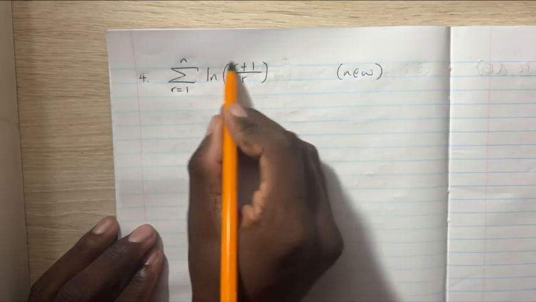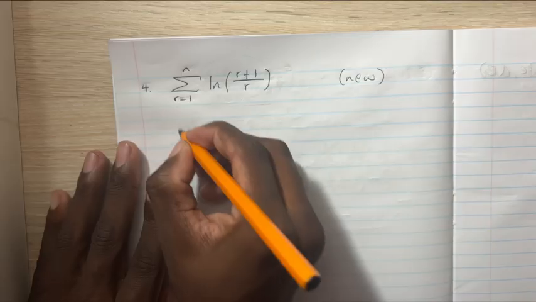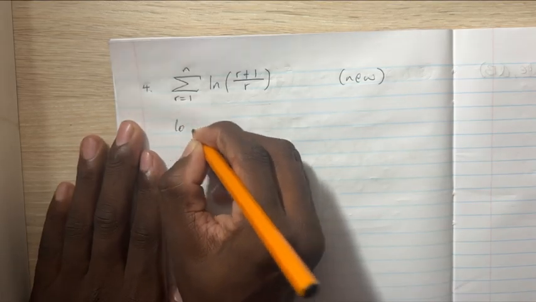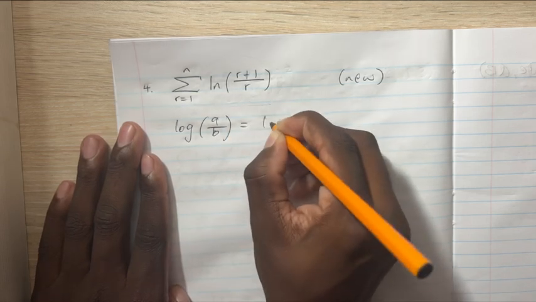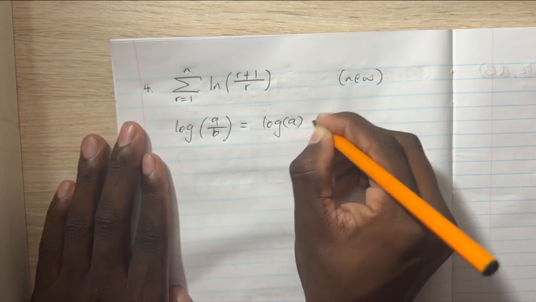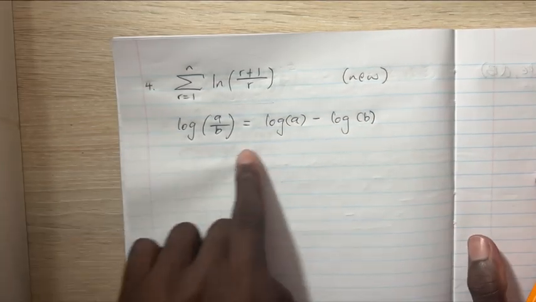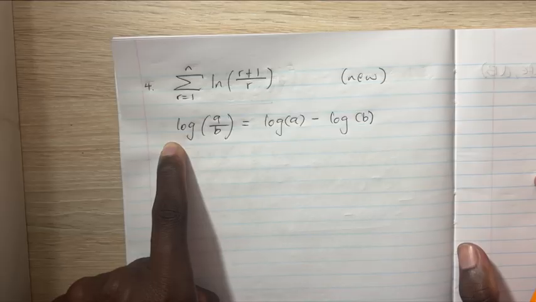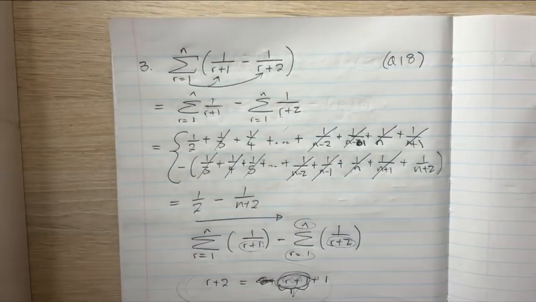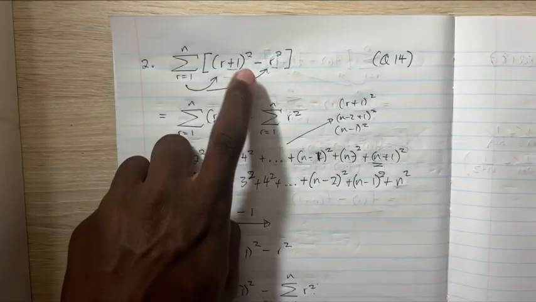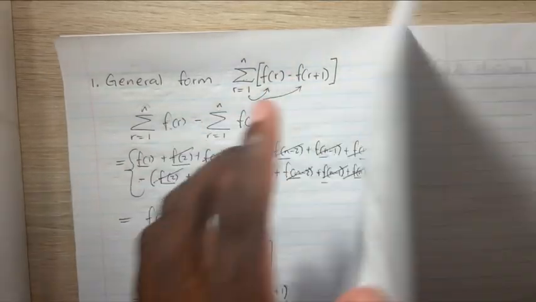For logarithms, you apply the logarithmic laws. Remember, there's a logarithm law that says log of a over b is equal to log of a minus log of b. This is the log law we have to use. Because remember, on all of the telescoping things we've done, there has to be a negative somewhere. We need to have a difference of something, or else we can't telescope it.